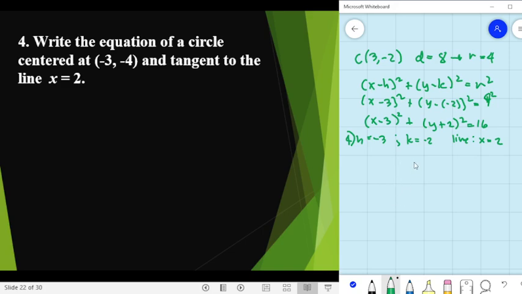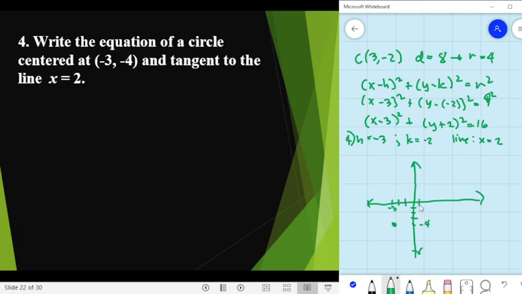So if we are going to illustrate the graph of this circle, we have here -3 and -4. So this is the center of the circle.